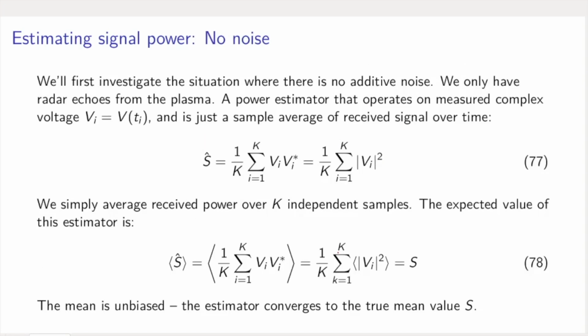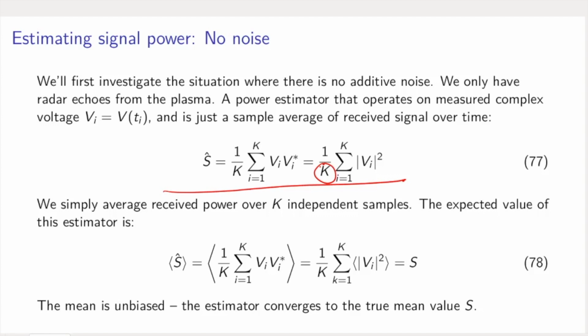When estimating signal power, we need to average the magnitude squared of the received complex voltage. This can be done using a sample average power estimator, which is shown in equation 77. In this case, we're taking k independent samples of the received complex voltage that contains an ionospheric echo from the volume of plasma that we are measuring.